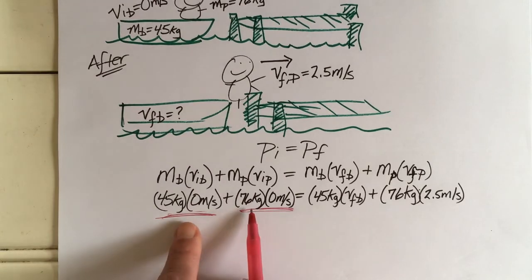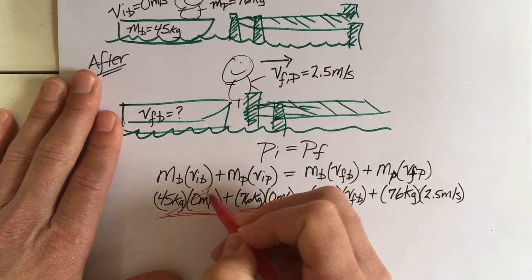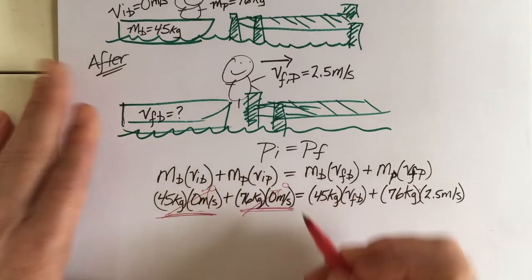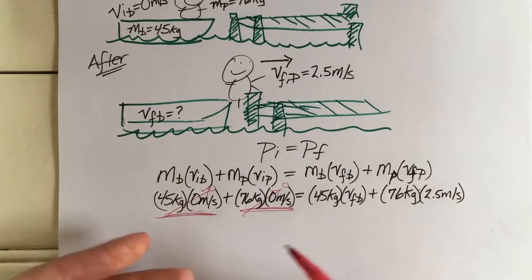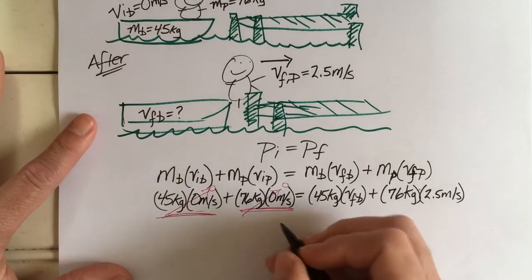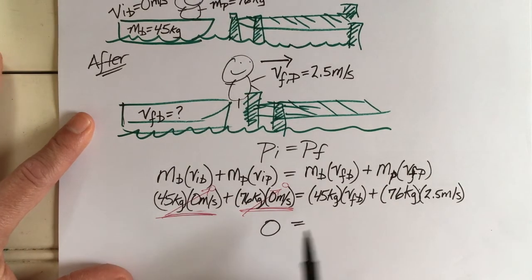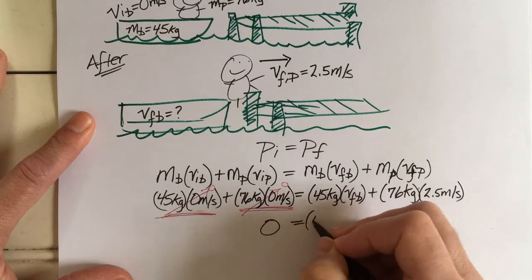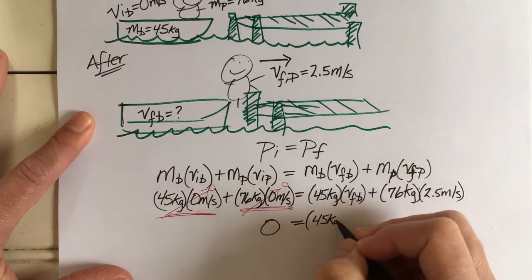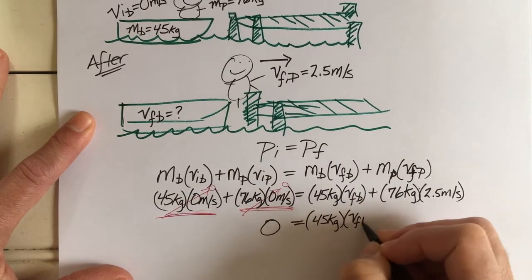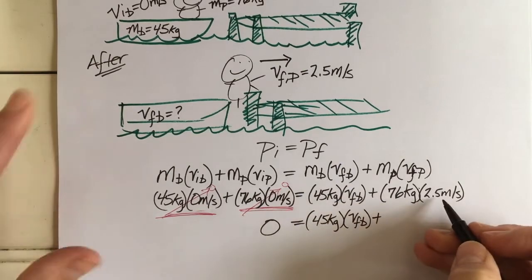All right, so if we look at this side, and you probably saw this already, both of these are going to equal 0. There was no momentum initially, right? With no velocity, you have no momentum initially. So on this side, we're just going to have 0 because 0 plus 0 is equal to 0. All right, we're going to multiply that by 45 times VFB. What's 76 times 2.5?